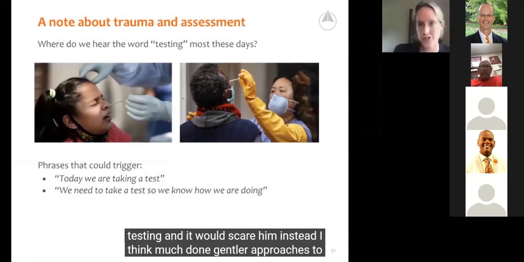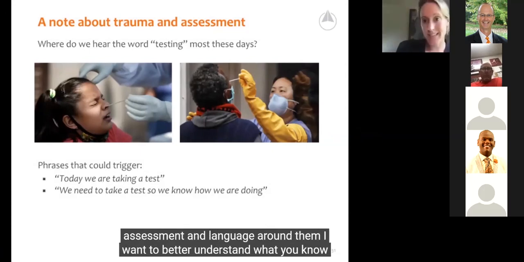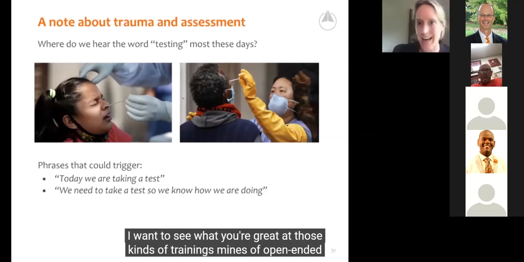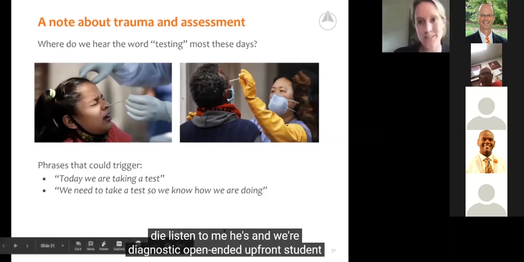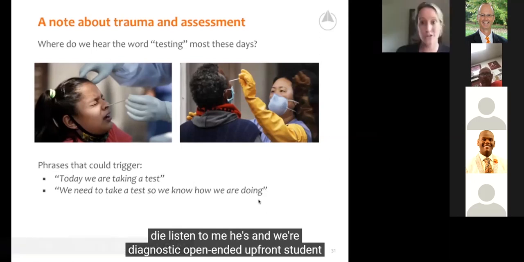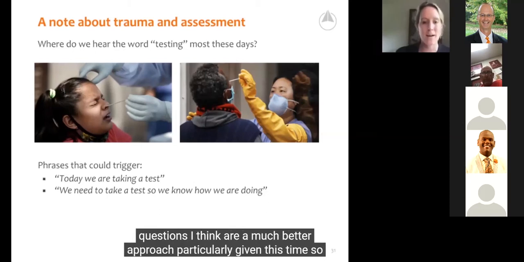Instead, I think much gentler approaches to assessment and language around them. I want to better understand what you know. I want to see what you're great at. Those kinds of framings of the kinds of open-ended, listen to me using the word diagnostic, open-ended, upfront student questions, I think are a much better approach, particularly given this time.